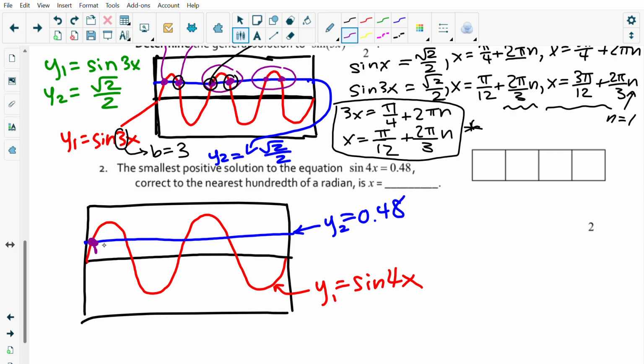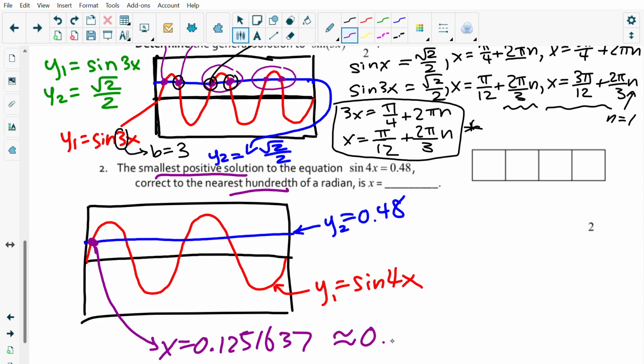Okay, and then let's look at this intersection point right here. What is this intersection point? Use your intersect function on your calculator. I get x equals 0.1251637. We want the smallest positive solution, rounded to the nearest hundredth of a radian. That's 0.13 is our intersection point.